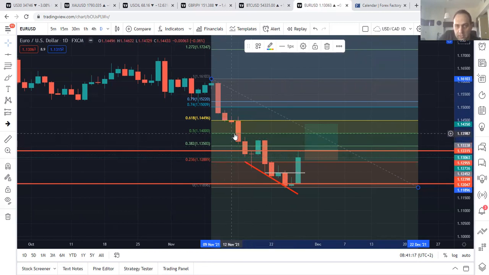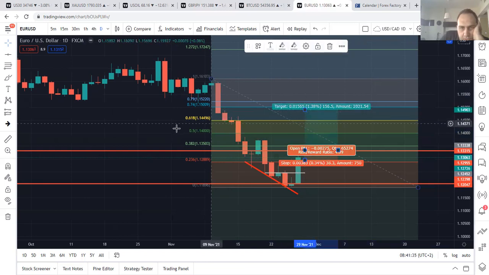So TP2 will be 1.1380. TP3 1.14, and no, TP2, sorry, 1.1395. Let's give it 5 pips away. Then we will have TP2 at 61.8, and TP3 at 144, 1.1445, and TP3 which is wow.